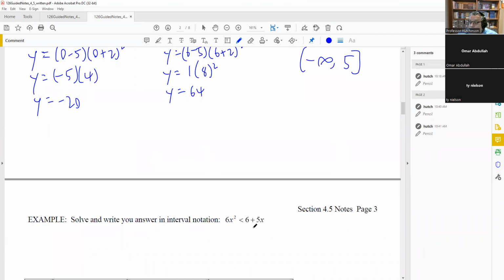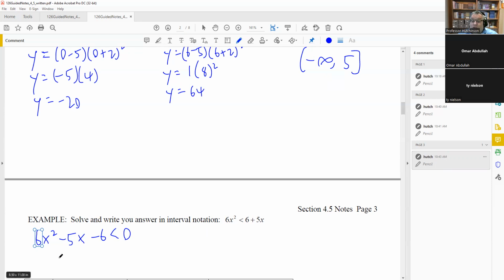So if you're given this problem like this, 6x squared less than 6 plus 5x. For a problem like this, what I would want to do first is bring everything all over and put the 0 on the right-hand side. So the right-hand side is what I want to use. That's why I didn't want to move over and make that negative. Instead, I kept 6x squared on the left-hand side, and I subtracted the 6 and the 5x, and those became negative when you bring them over.